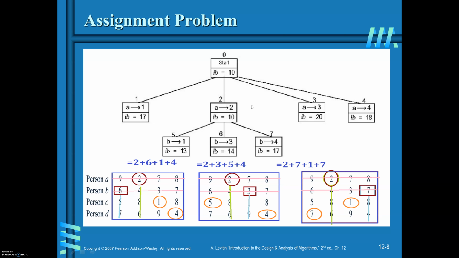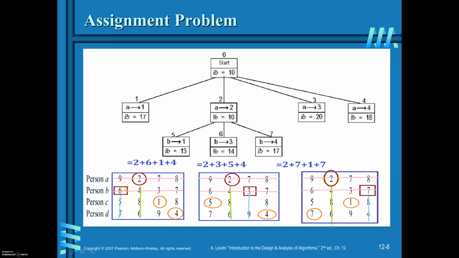So branch out from this, that is, we are fixing person A with job 2. Okay, so here when you are fixing this person A with job 2, then for the second person only 3 jobs are remaining, that is 1, 3 and 4. Okay, so let us see, person B with job 1. So when you assign, the cost here is 6. Person B with job 1, the cost is 6.